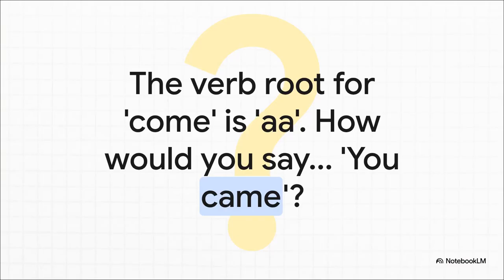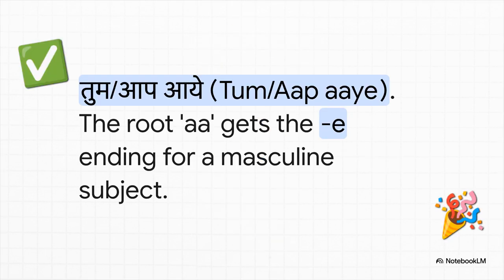Okay, first challenge. The verb root for come is aa. How would you say, Rahul, you came? And you can use either tum or the formal ap. Take a second. Did you get it? The answer is tum aye or ap aye. Since Rahul's a guy, the verb root aa gets that e ending. Seriously, great work if you got that one.